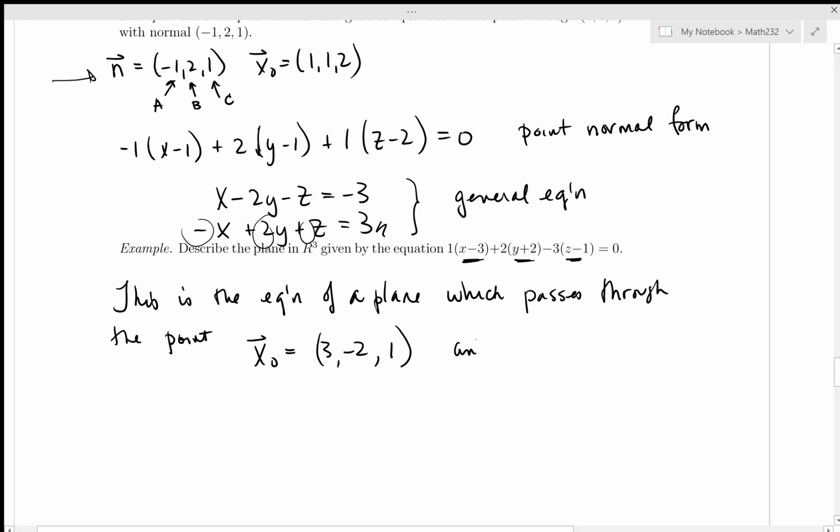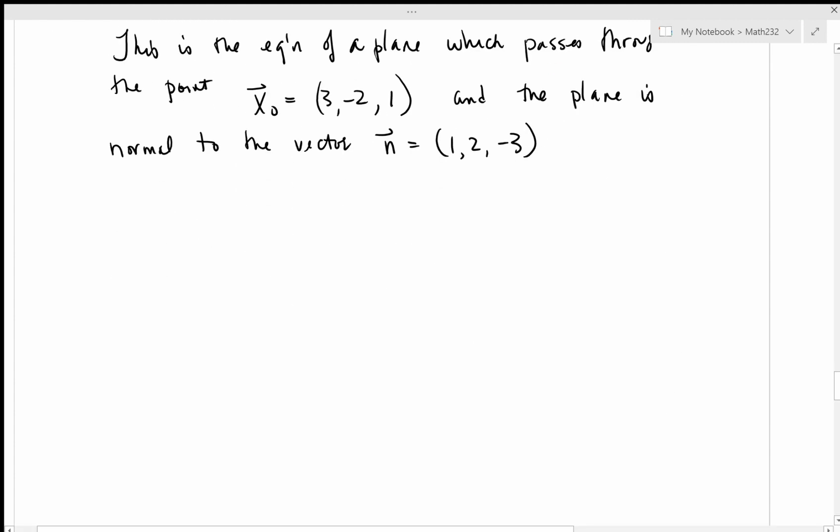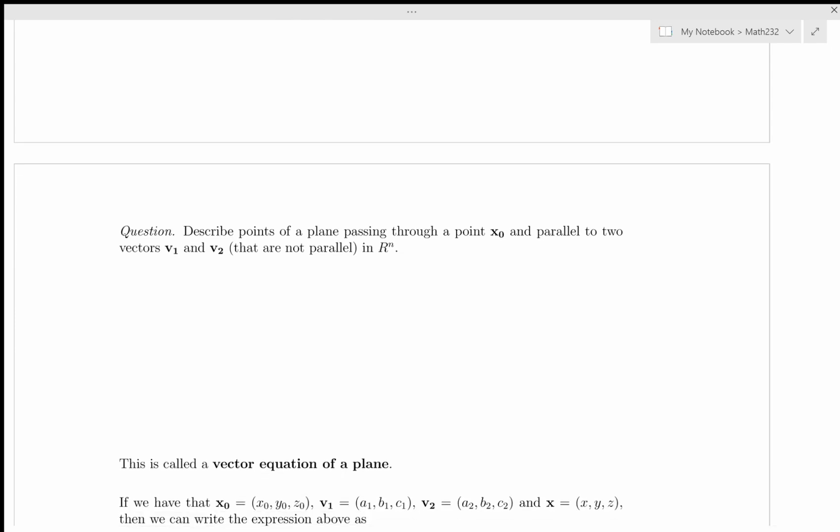And the plane is normal or perpendicular to the vector n, which is (1, 2, minus 3). Okay, and that is those numbers sitting outside here: 1, 2, minus 3. It's a very good idea as you're working through this stuff to try to draw yourself pictures in two dimensions and possibly in 3 dimensions, and then allow it to generalize and sort of believe and or prove to yourself, depending, that it continues to work as the dimensions scale up and we cannot draw it any longer.